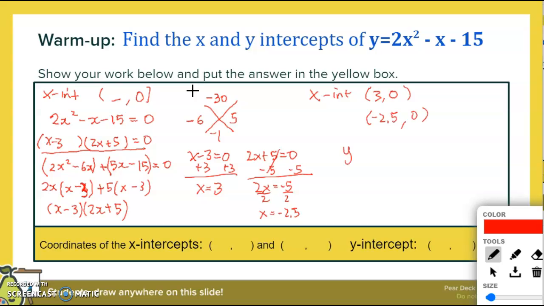What about the y-intercept? We're going to use the fact that for the y-intercept, the x value is always 0. So the point is going to be 0, comma some number. So what is that number? We can set x to be 0 in this equation. The first two terms become 0. You're just left with y is equal to negative 15. So I've just figured out the x-intercepts to be 3, 0 and negative 2.5, 0. The y-intercept is 0, negative 15.